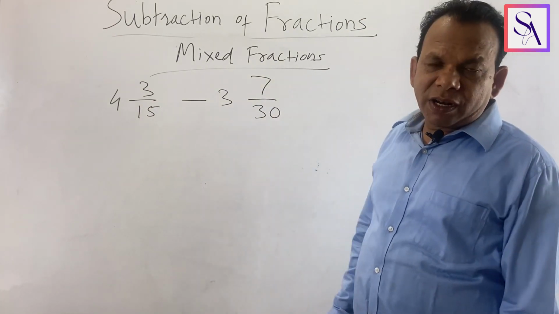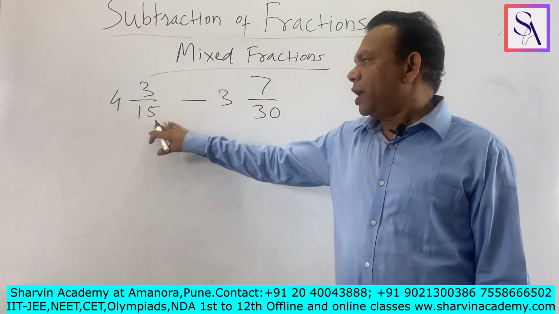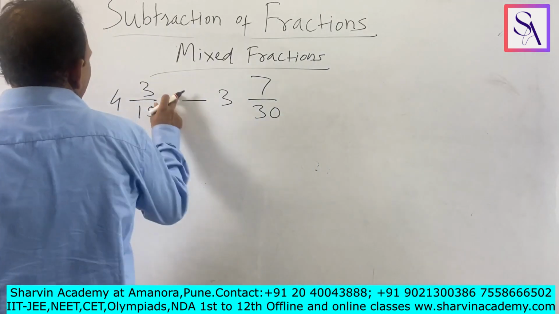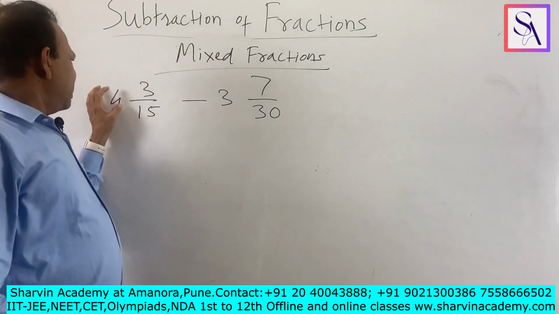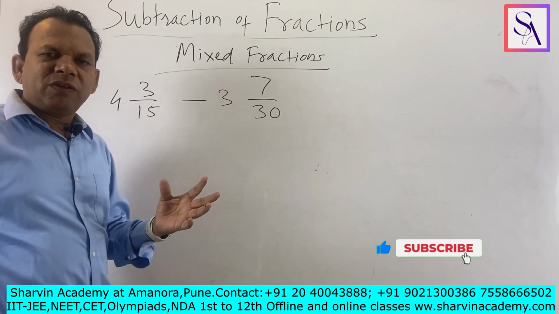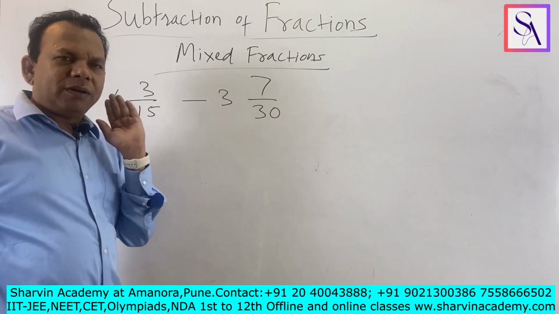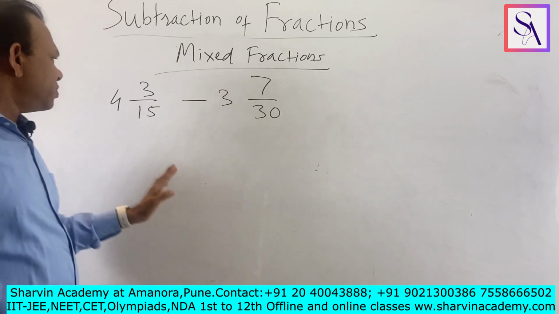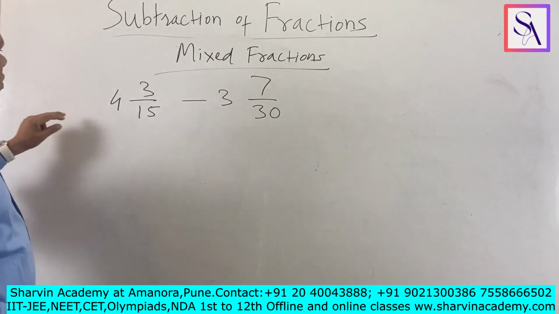In subtraction, do not use method 1 we learned in addition, right? Here you have to use method 2 only, which is to convert the mixed fraction into an improper fraction. Why? Because by doing whole number subtraction, sometimes you will get the correct answer, but sometimes you will not get the correct answer. So to avoid those mistakes, just start with method 2, which is converting the mixed fraction into improper fractions. So how to do that?